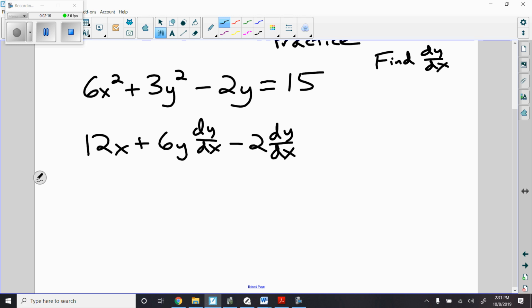The y stayed in that 3y squared because the derivative of 3y squared is 6y. Both of them had dy dx's because we were doing the derivative of y. Okay, and don't forget about the other side of the equal sign. The derivative of 15 is 0.